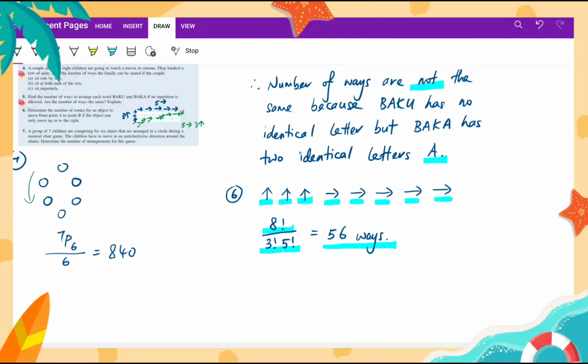So for the 6 chairs, we permute 7 children into 6 places. And because it is in a circular way, we divide by 6 for the 6 places. Okay, so we have 840 ways. That's all. Thank you.